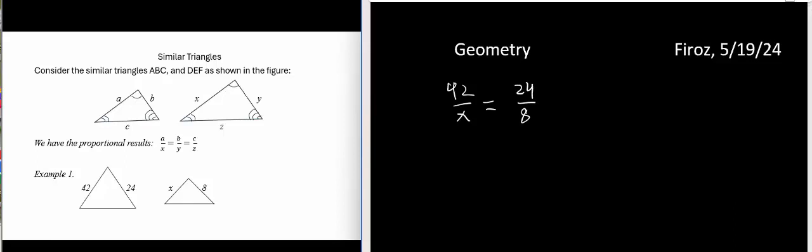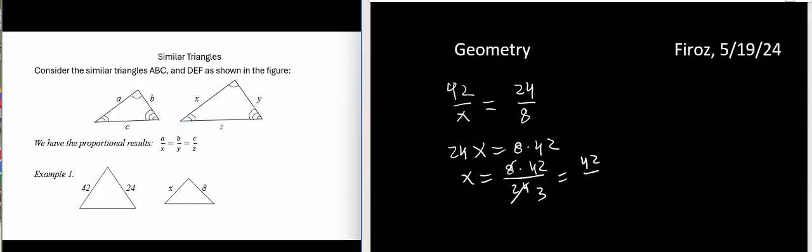And then you can do the cross multiplication. 24x equals 8 times 42. So then x will be 8 times 42 over 24. Now you can simplify, like 8 will divide 24 by 3. And then I have 42 over 3. That gives you 14. All right, so we got our x. We'll go to the next example.